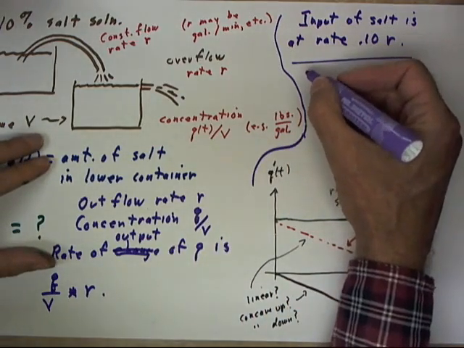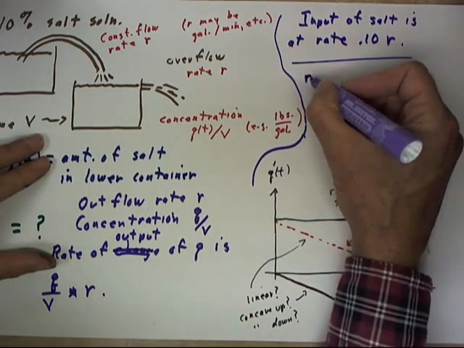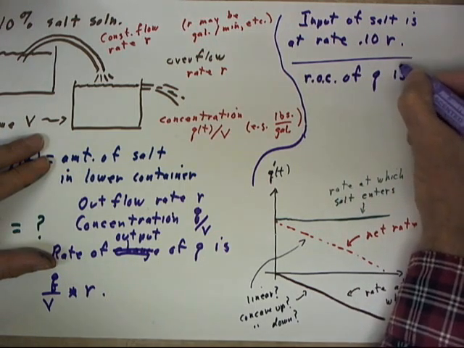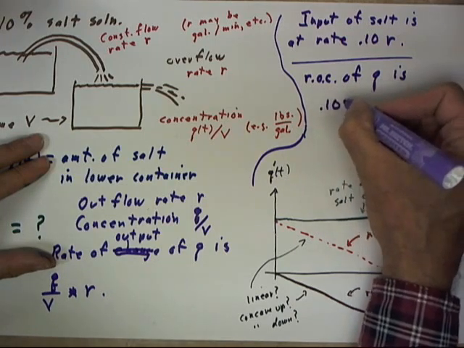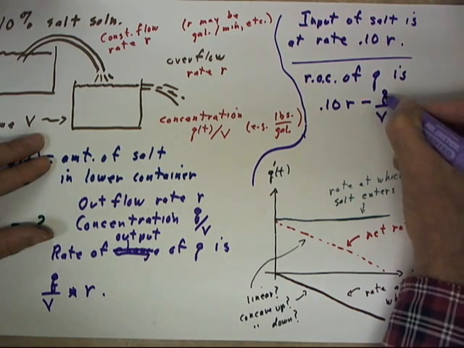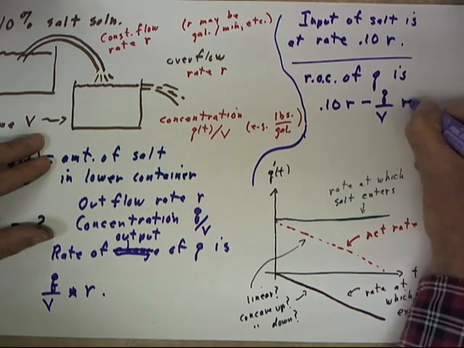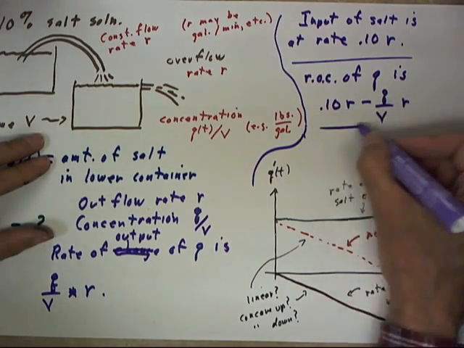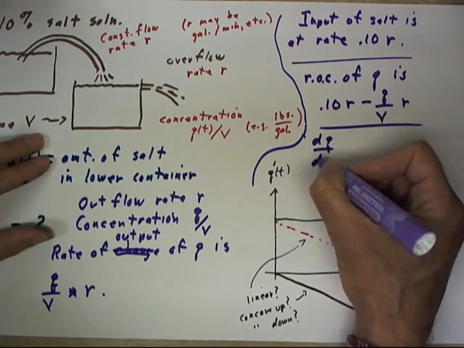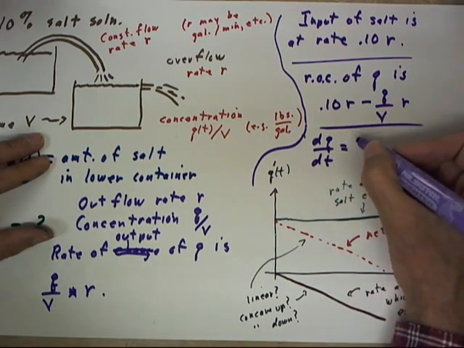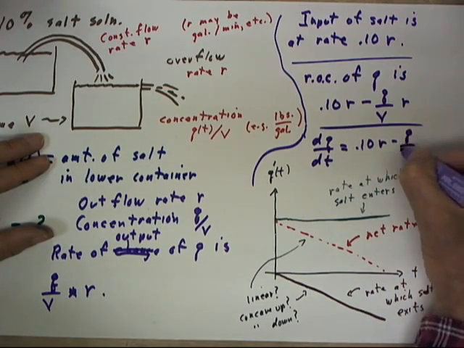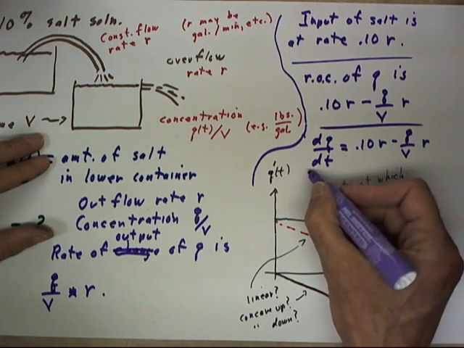So the rate of change of Q is 0.10 R, that's what's coming in, minus Q over V times R. And that leads us to the differential equation, dQ/dt equals 0.10 R minus Q over V times R.